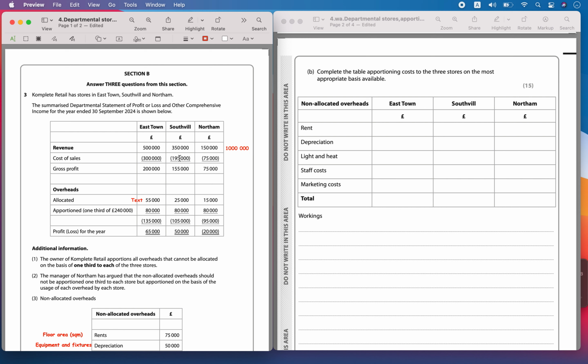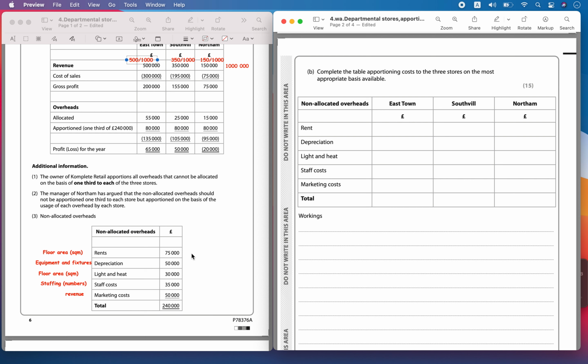So the revenue is going to be around 500 out of 1000 generated by East Town. 350 out of that 1000 is going to be generated by Southwell, and Northam is going to generate 150 out of 1000. Okay, proportion. So this is how you can write.